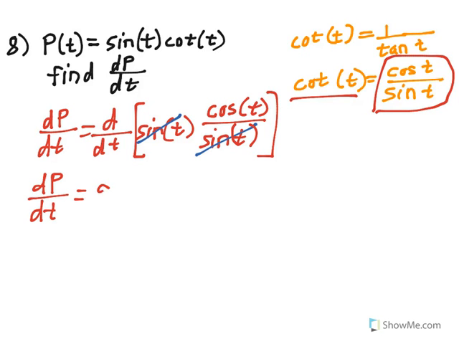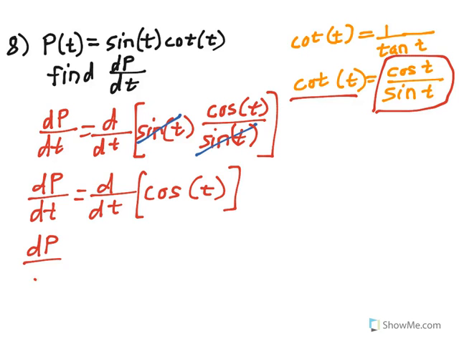And so what you're left with is dp/dt equals the derivative with respect to t of cosine of t. If you want, you can keep the brackets. It's kind of unnecessary at this point. So the derivative of p is negative sine t.